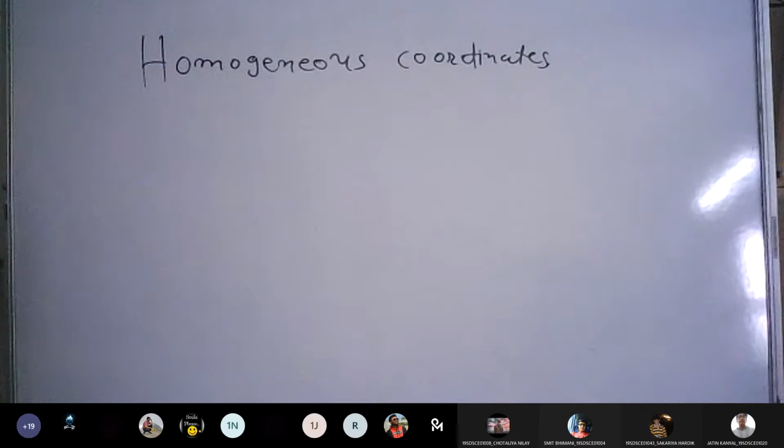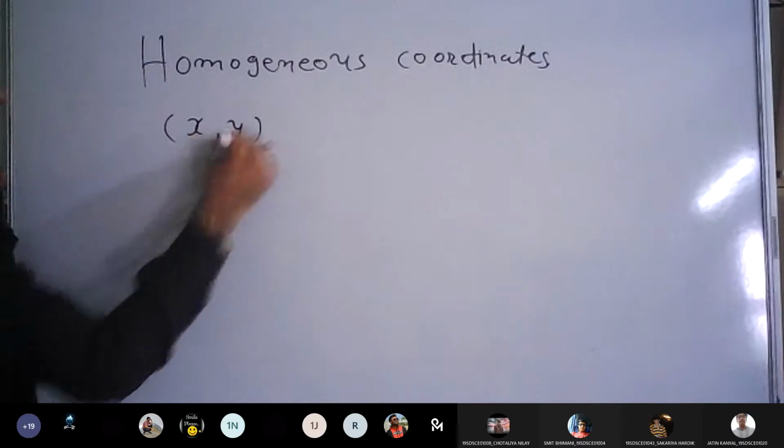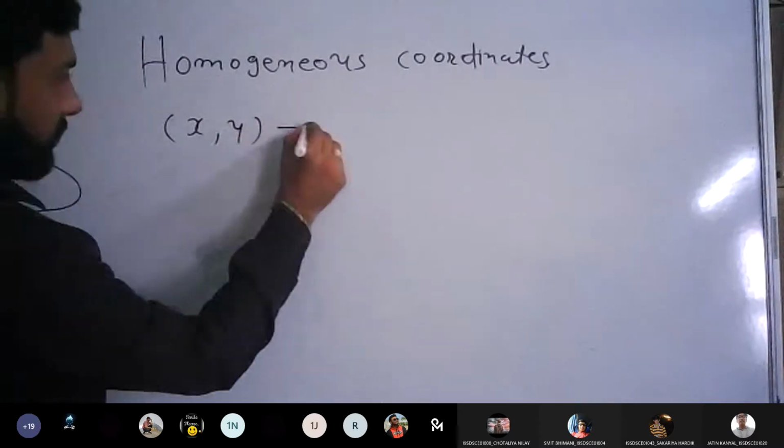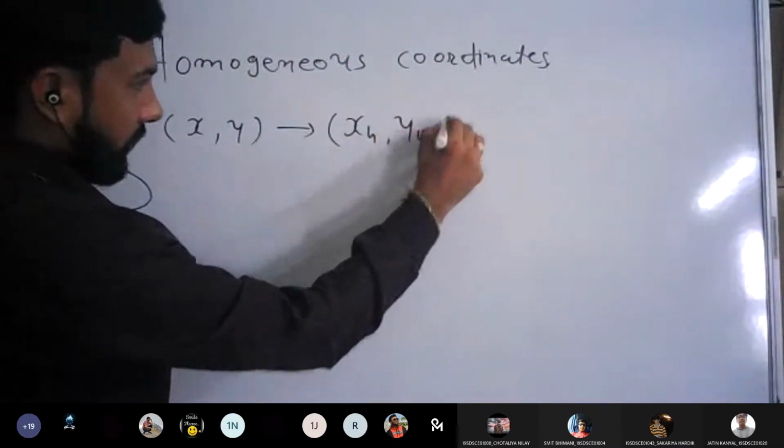No, sir. So with the help of homogeneous coordinates, we can convert any two-dimensional point into a three-dimensional point. It's very simple. See, if I talk about any point, let's say a point (x, y), this is my point in 2D, having two-dimensional values. If I want to convert this point into homogeneous coordinates, this is how I can represent it: (x, y) can be represented as (xh, yh, h).